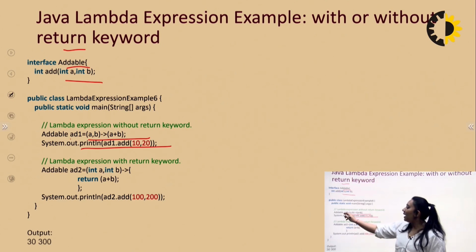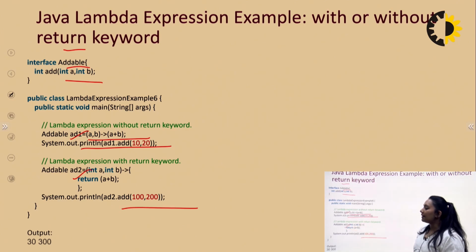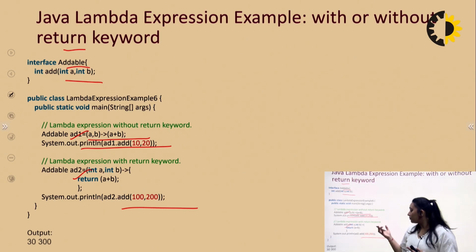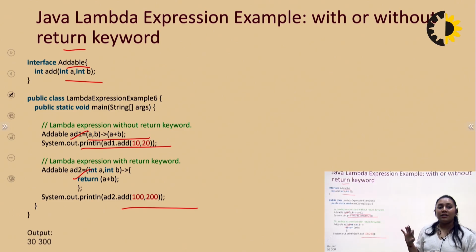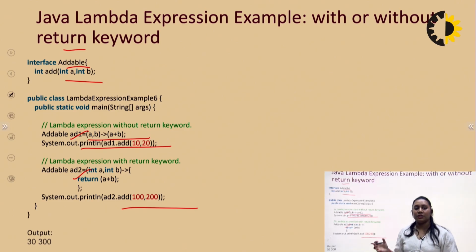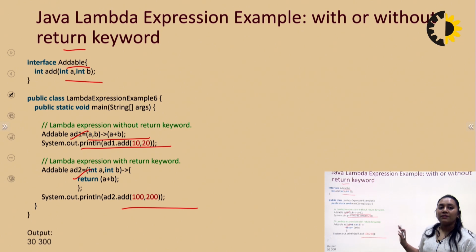Then simple addition 1, addition 2. Then at the last of the program, which does not include any type of return command, we simply give the print command to give the addition of the two integers, right?